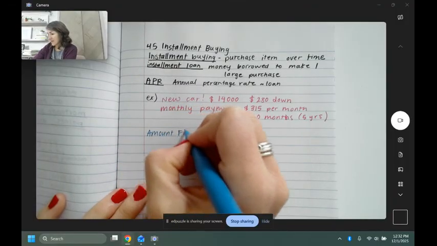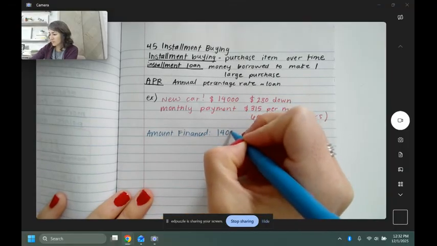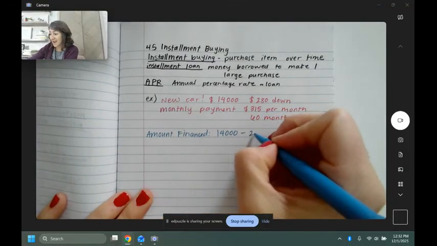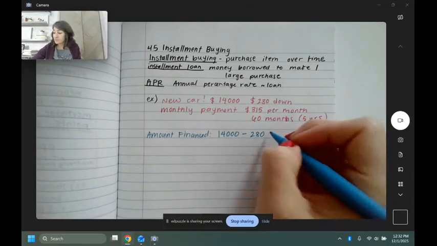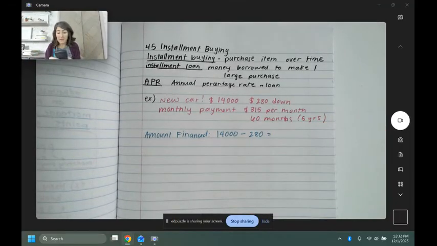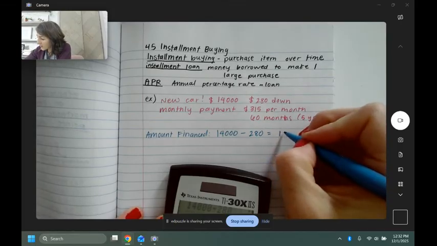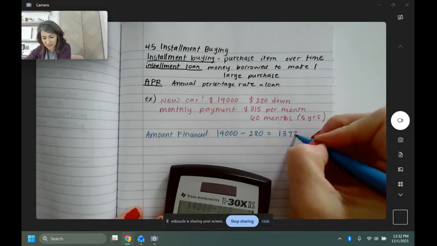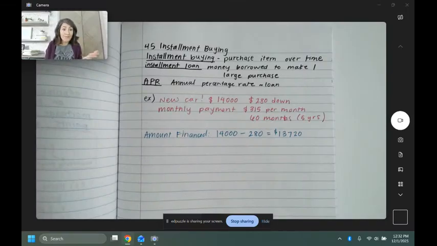Amount financed. So this car was originally $14,000. I put $280 down. So the loan that I took out for this car is $14,000 minus $280, which is $13,720. That's how much I needed a loan for.